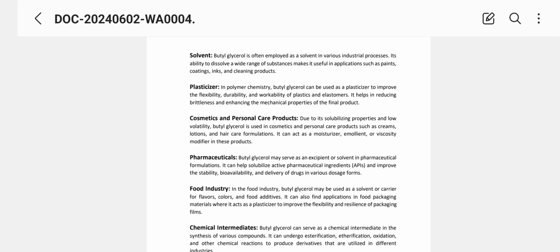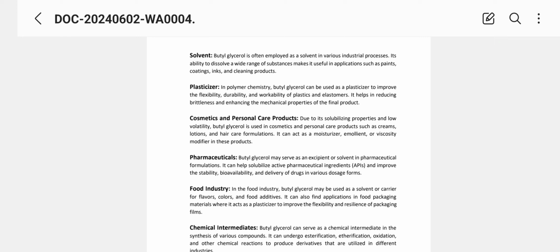Plasticizer. In polymer chemistry, butylglycerol can be used as a plasticizer to improve the flexibility, durability, and workability of plastics and elastomers. It helps in reducing brittleness and enhancing the mechanical properties of the final product. Cosmetic and personal care products. Due to its solubility properties and low volatility, butylglycerol is used in cosmetics and personal care products such as cream, lotion, and hair care formulations. It can act as a moisturizer, emulsifier, or viscosity modifier in these products.